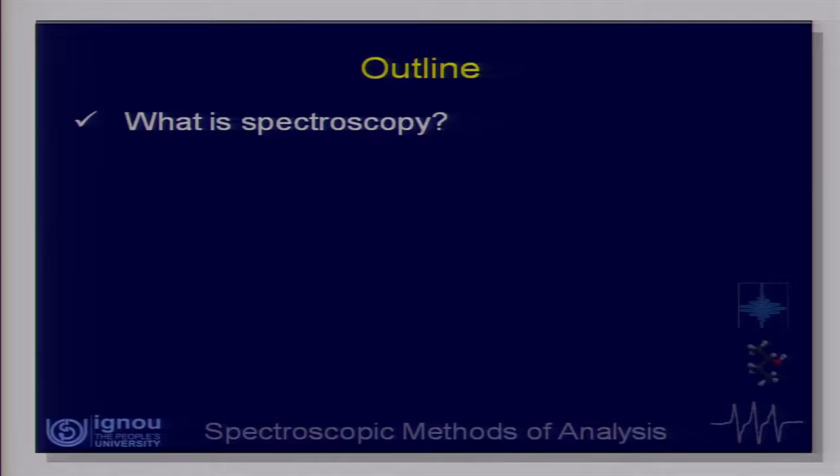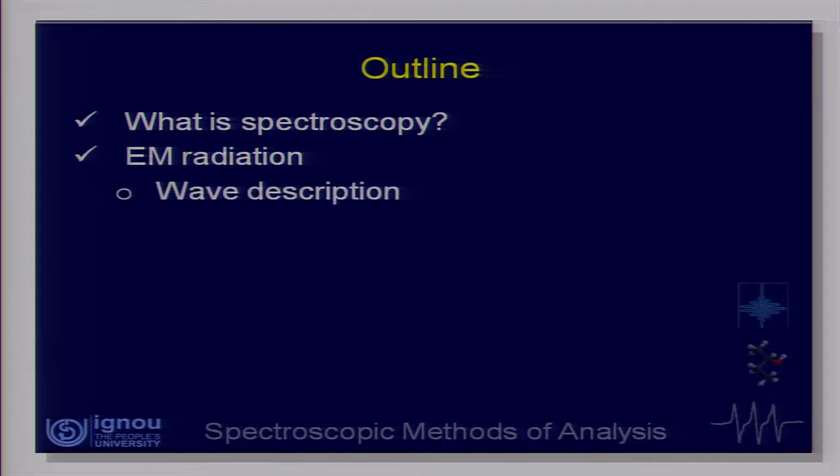Today, in the first session on basic aspects of spectroscopy, we will focus attention primarily on the electromagnetic radiation in terms of its nature and characteristics. The session for today is planned as follows. To begin with, we will try to define what is spectroscopy, and then thereafter we will come down to the main theme of today's session, that is electromagnetic or EM radiation.